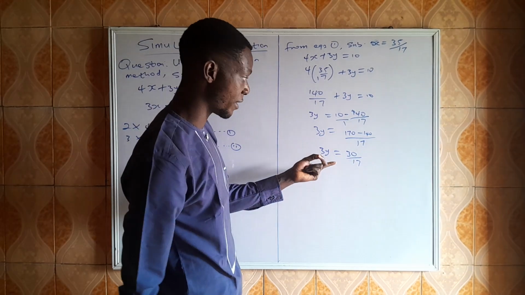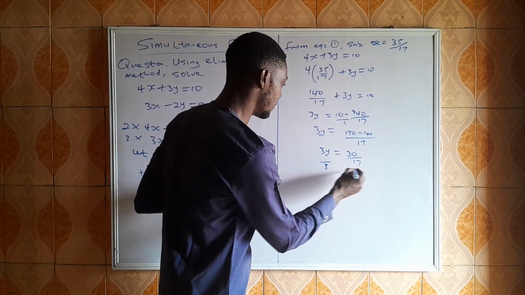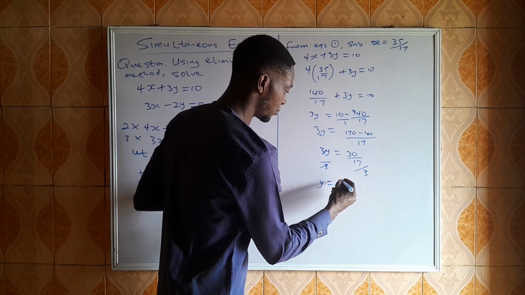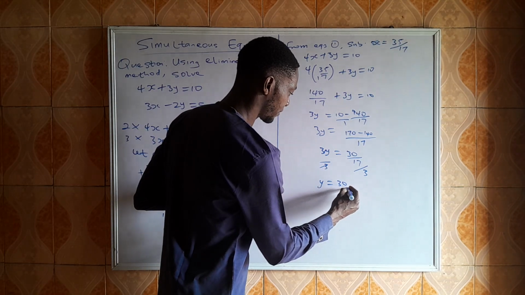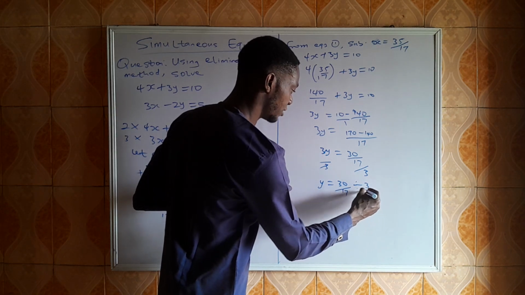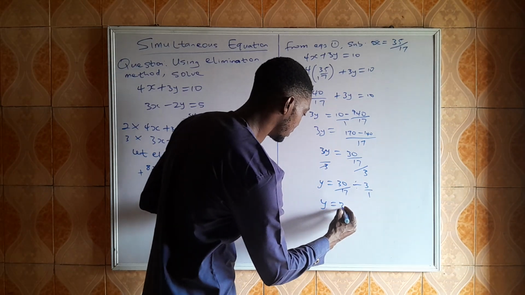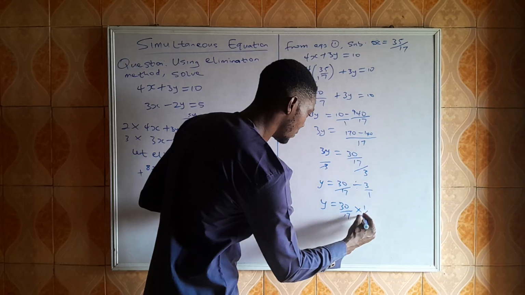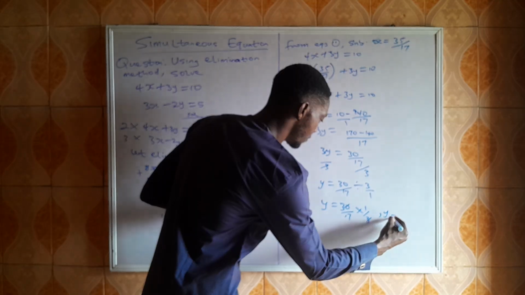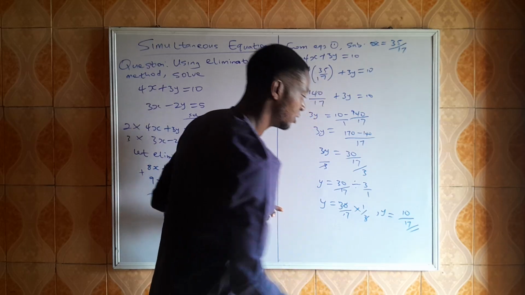Now, this is 3y, it's not yet y. So to find the value of y, you divide both sides by 3. So you have y equals 30 divided by 17, divided by 3, which you can invert to be 30 divided by 17 multiplied by 1 over 3. So you can divide this, and your y will be 10 divided by 17. This will be the value of y.